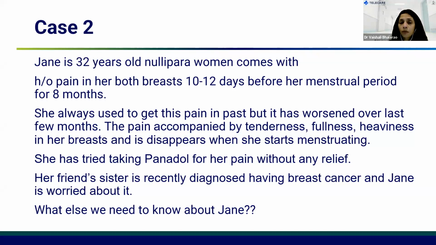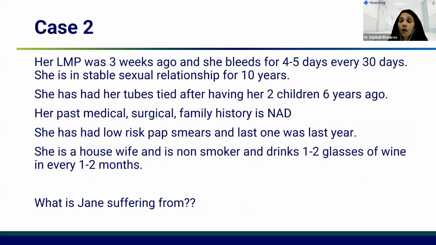What else we need to know about Jane? So about her menstrual periods, her last menstrual period was 3 weeks ago. She bleeds for 4 to 5 days every 30 days. She's in stable sexual relationship for 10 years. She has had a tube tied after having 2 children 6 years ago. Her past medical, surgical, family history is not significant. She has had low risk pap smears. The last one was 1 year ago. She's a housewife, non-smoker, and drinks 1 to 2 glasses of wine every 1 or 2 months.